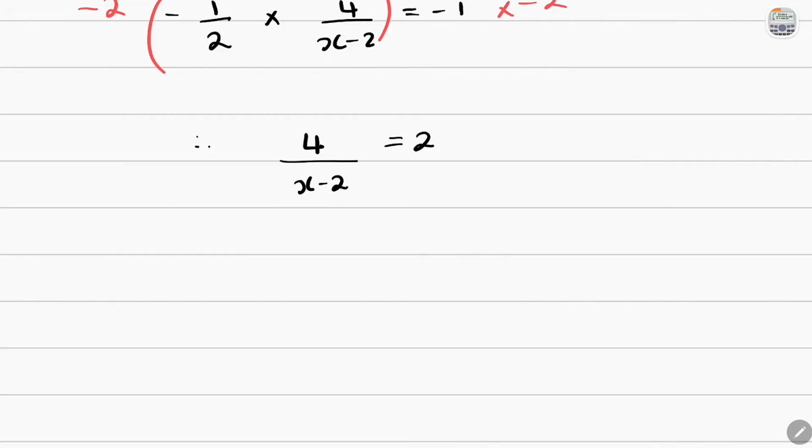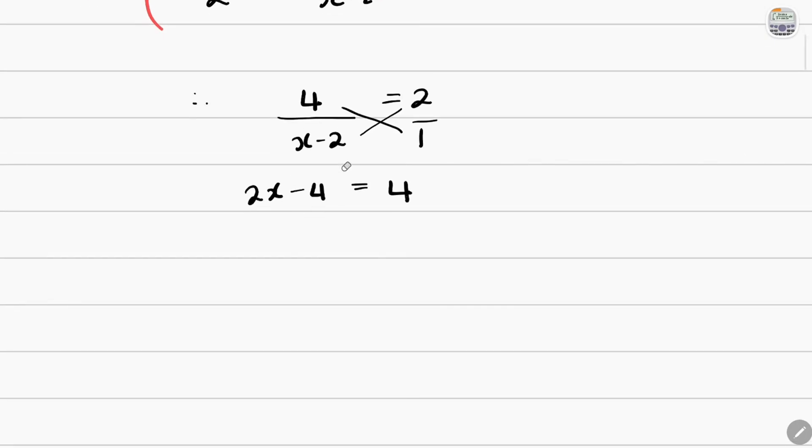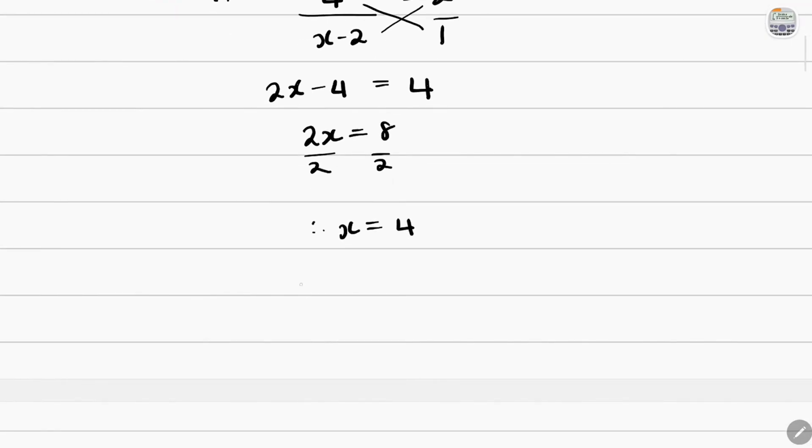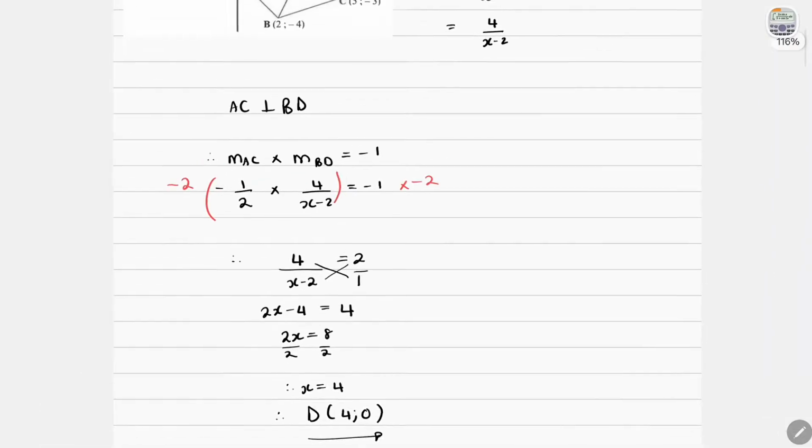So this will multiply with a 2 to give us 2 times x, which is 2x, and 2 times -2, which is -4, which is equal to, this has a natural denominator of 1, so 4 and 1 multiply to give you 4. This will go over and become +4, so that is 2x equals 8. Divide both hand sides by 2, and x is therefore equal to 4. And that is our answer. So it means that D, that x-intercept, is simply 4 and 0.